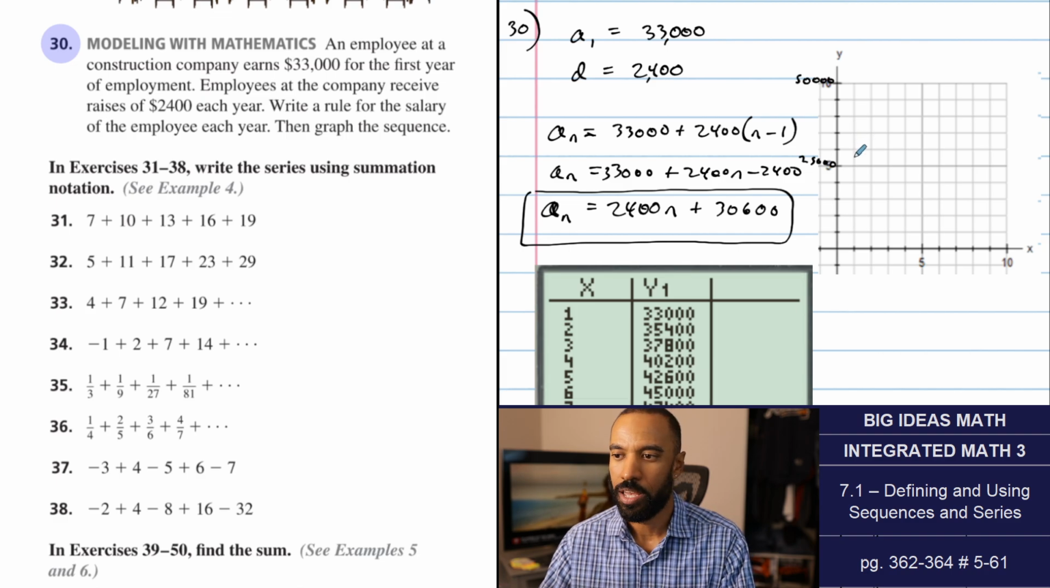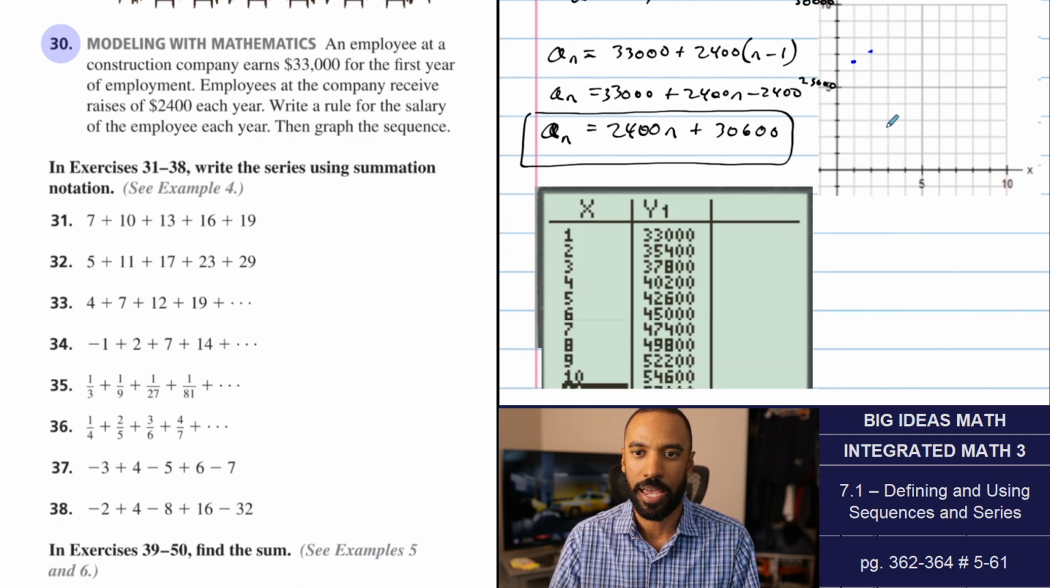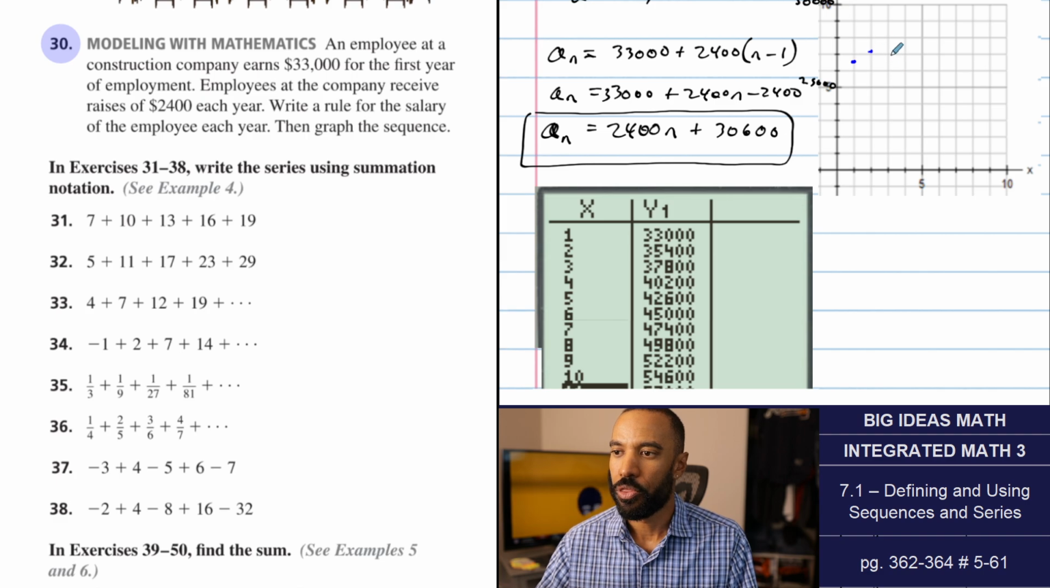Oh, wait, not even there. This is 30,000 and 35,000. So 33,000 starts about right there. 35,400, not quite high up from 35, so I'll do that. It's actually good that I got these numbers. I wouldn't have wanted to do the math here. 37,800 is a little more than halfway up to that.